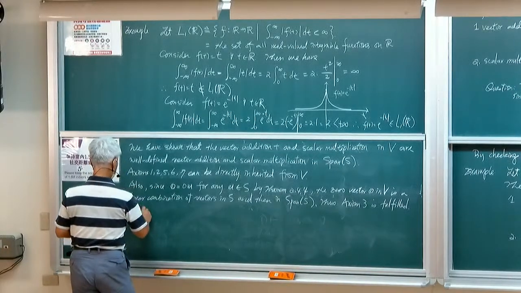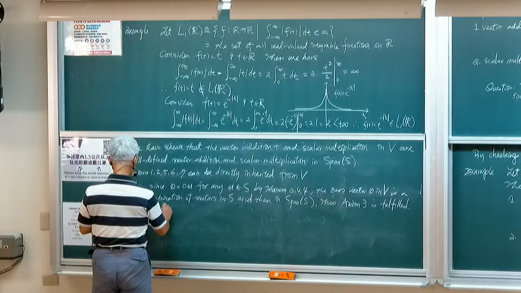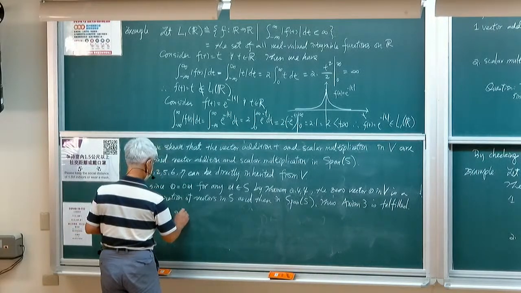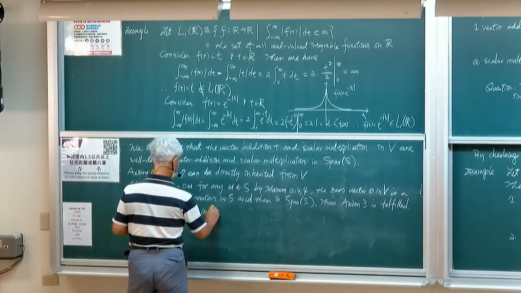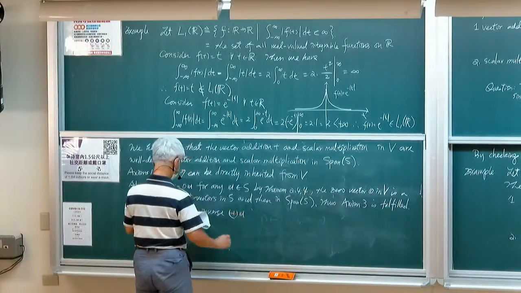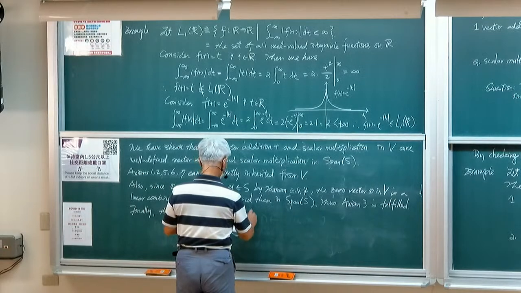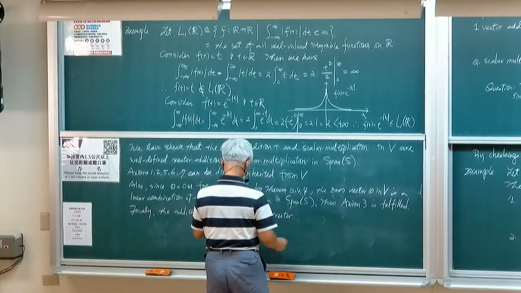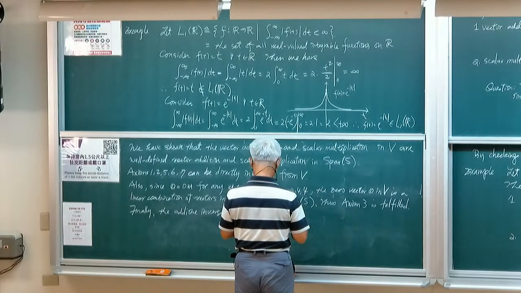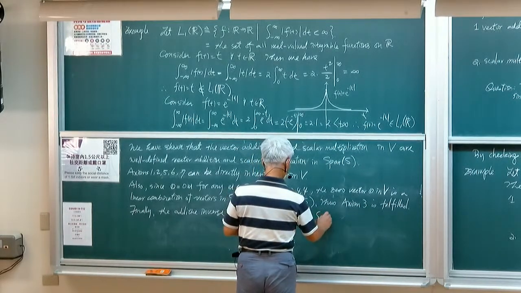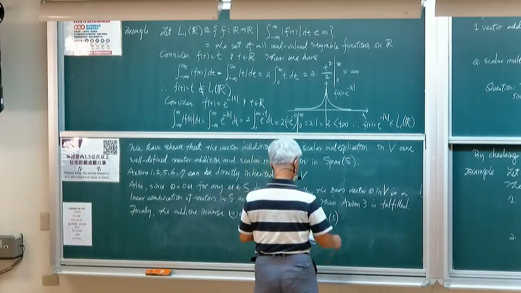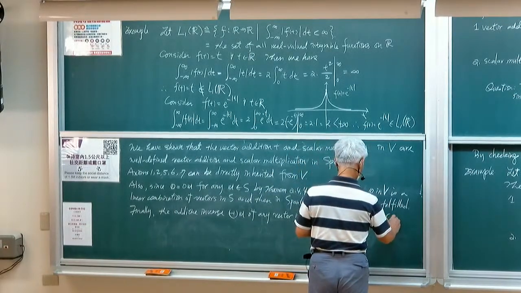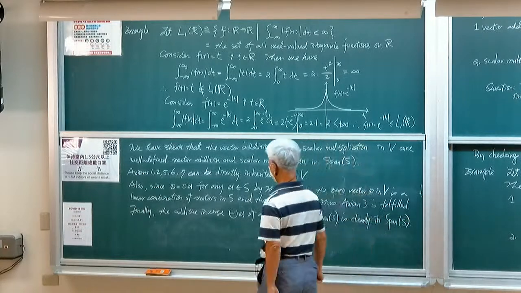Finally, the additive inverse, minus 1 times U, of any vector U in the span of S is clearly in the span of S. You may ask me why.